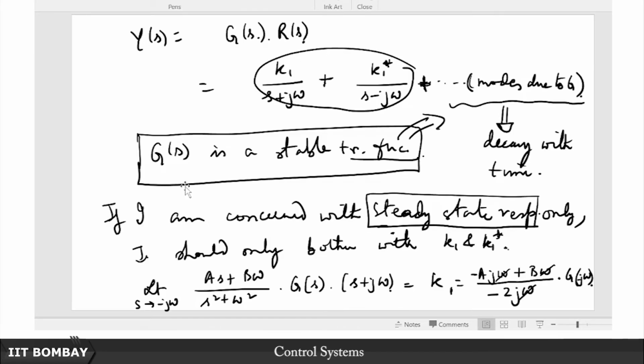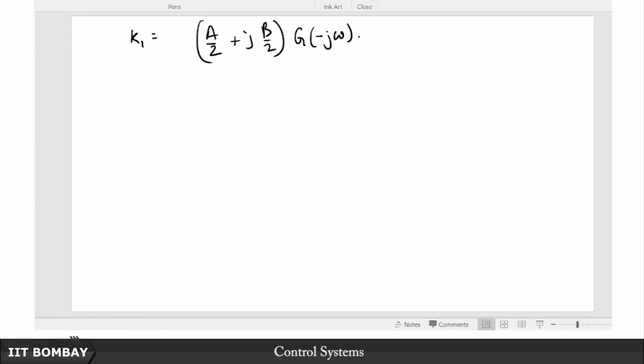That's it. And notice that we already know that the second term, this coefficient, this residue, is nothing but the complex conjugate. Remember, we had already discussed this when we were discussing the inverse Laplace transform for second order terms such as these, right? So of course I know then K1 conjugate is going to be nothing but a by 2 minus jb by 2 times G of j omega.